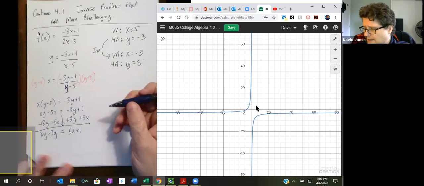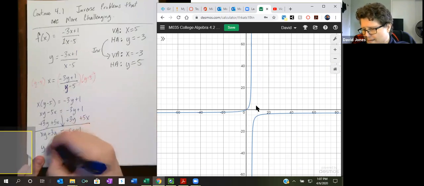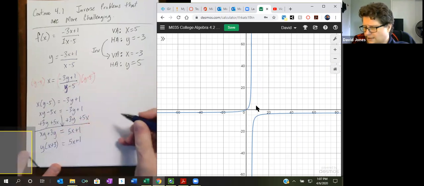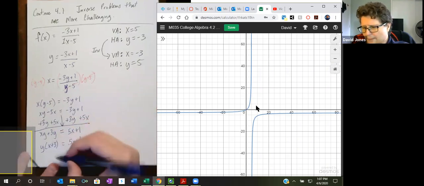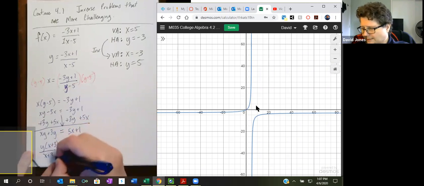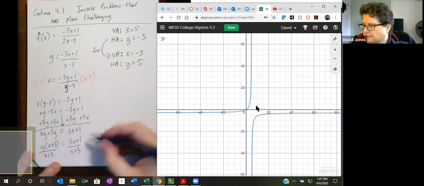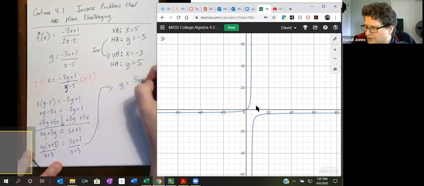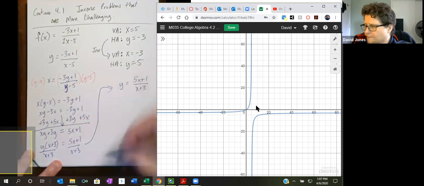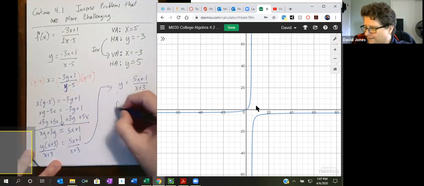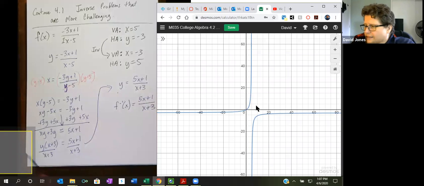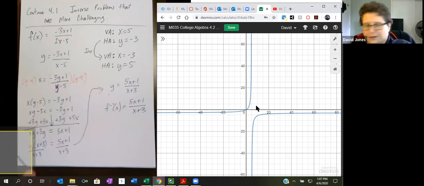Okay. We're going to factor out the y. And finally, to get y by itself, we divide by x plus 3. And we get y equals 5x plus 1 over x plus 3. And we replace y with f inverse. Let's take a look at that function now.